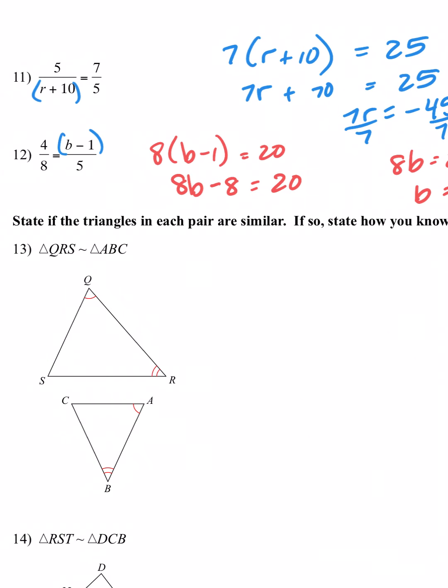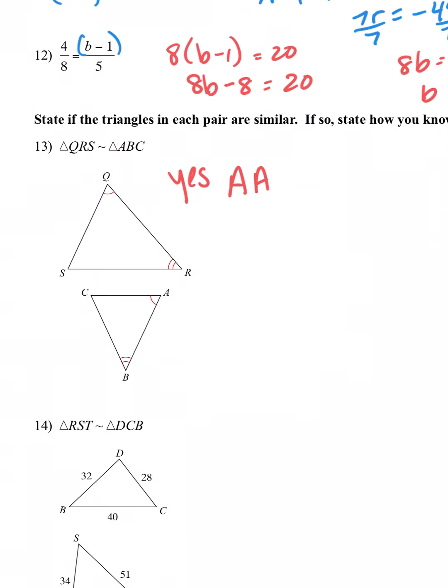So since we're talking about similar triangles, if there's two angles that are equal in the triangle, if you remember, congruent triangles can't have a AAA or a AA, but similar can, because it just means they're the same shape but different sizes. So this would be AA, this would be yes for AA similarity.